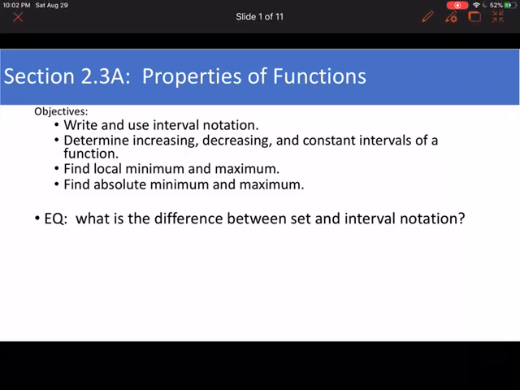Hello, we are going to talk about properties of functions, and this is the first half of 2.3. Today we're going to talk about something called interval notation. We've talked about set notation, and then we're going to talk about different parts of functions and ways to explain and interpret different parts of a function. And that is your EQ.